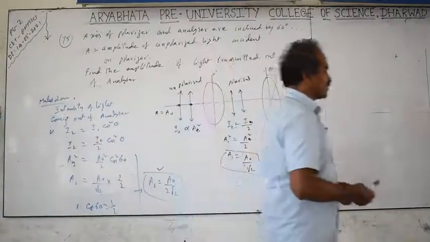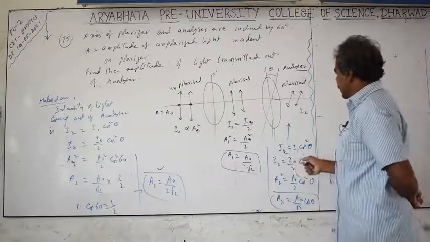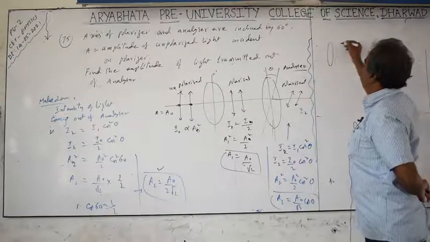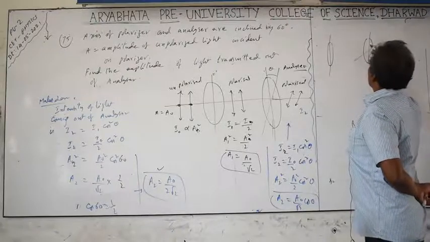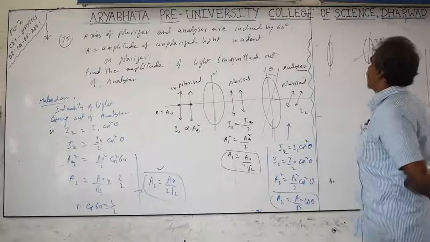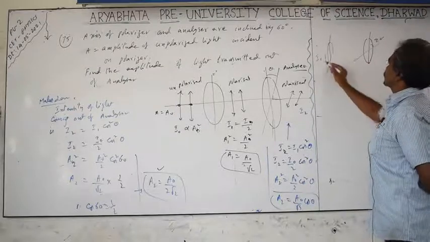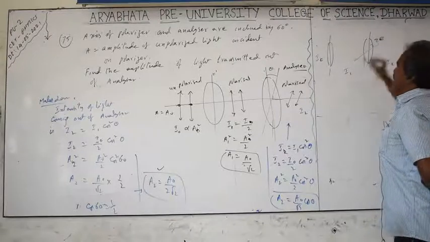You can take any number of polaroids. If you take two polaroids and the angle between them is 90 degrees, then the intensity of light coming out will be 0. You will be given a problem like two polaroids are crossed. Crossed means this polaroid makes an angle of 90 degrees with respect to the previous polaroid. So I2 is 0 because theta is 90 degrees.